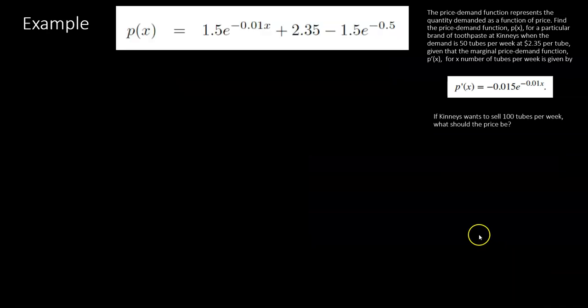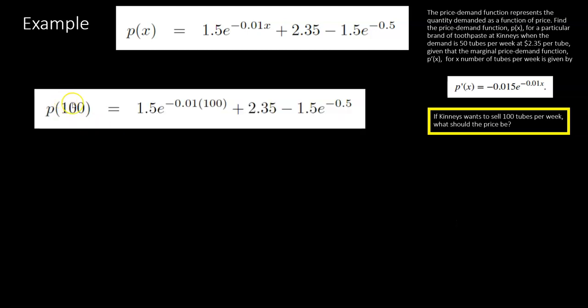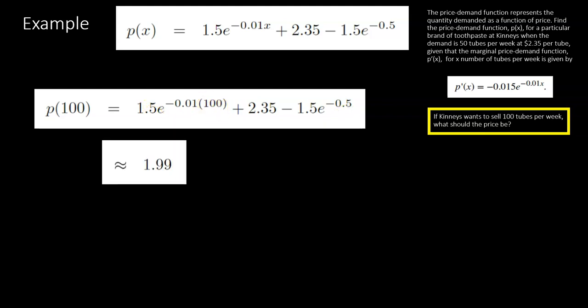Ta-da! The next thing they asked us is if Kinney wants to sell 100 tubes, what should the price be? P of 100 is 1.5 e to the negative 1 plus c. I just plugged in the 100. Then I stuck it into Excel and got the answer of $1.99. So if Kinney wants to sell 100 tubes per week, they're going to have to sell it for $1.99. I don't think I've ever seen a tube of toothpaste in the last year for $1.99. This might be an old problem. Anyway, let's look at another one.